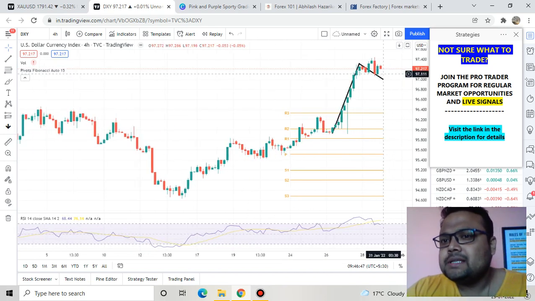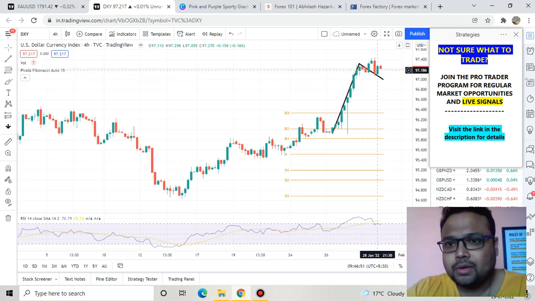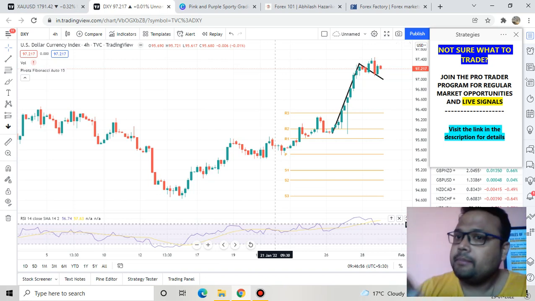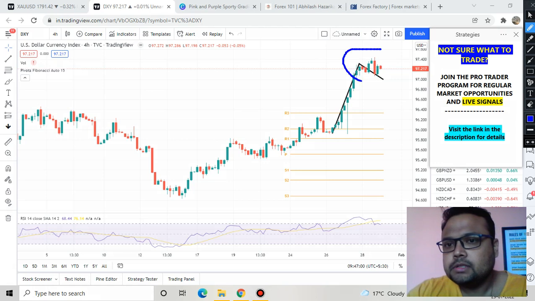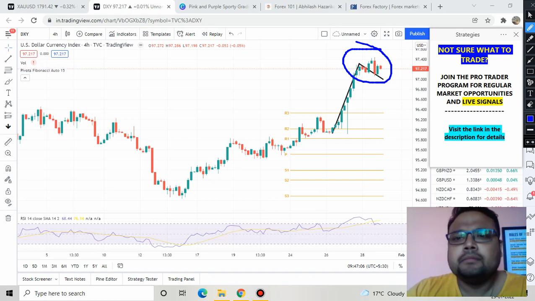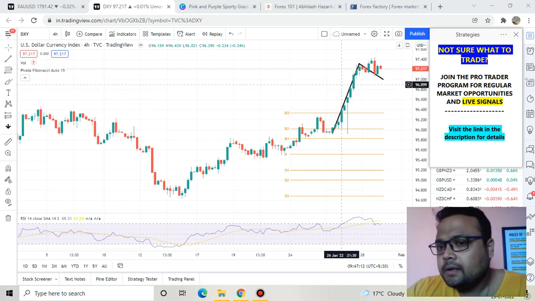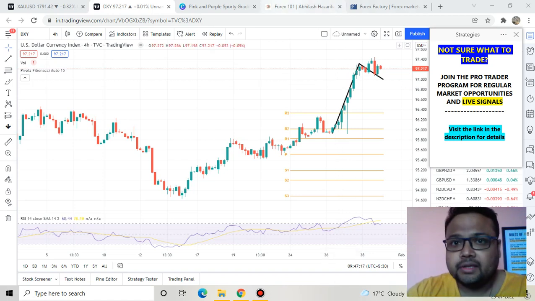The last traded price of DXY is 97.21. If you look at the trend of the dollar here, then undoubtedly it is an extremely bullish market. But we can see that in this particular portion of the market, the dollar looks tired. And it is very obvious, because whenever we see this kind of bullishness in the market, it usually goes for retracement, and that is very obvious here.